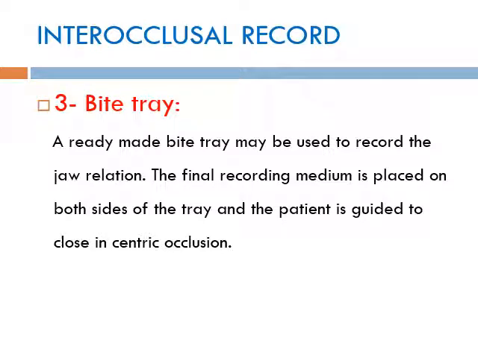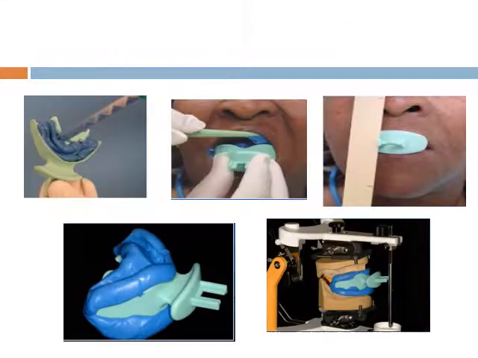We have the third type, the pipe tray. Ready-made pipe tray may be used. So the first type is the cheek pipe wax wafer, wax. The second type is with zinc oxide. The third type is the pipe tray. Ready-made tray may be used to record the jaw relation. The final recording material is placed on both sides of the tray and the patient is guided to close in occlusion. Now, this is the tray.